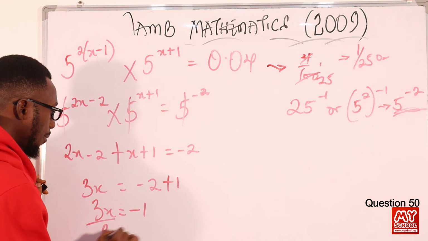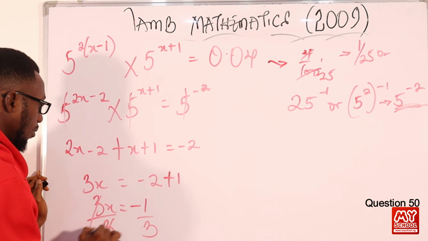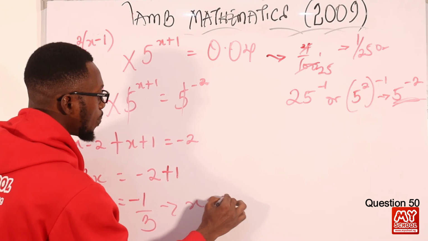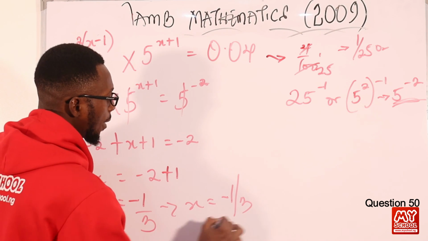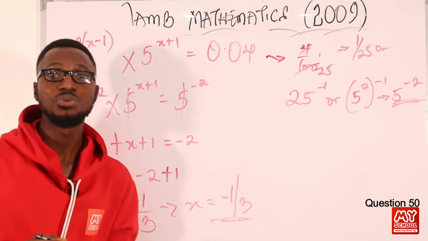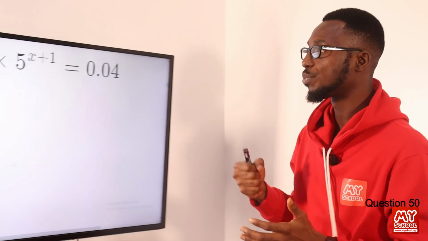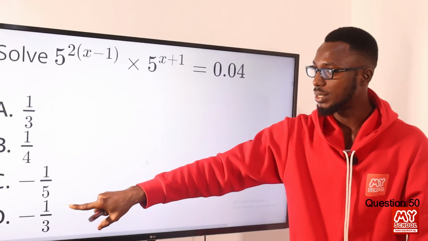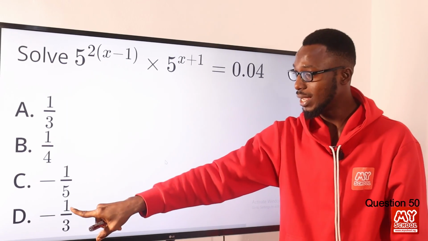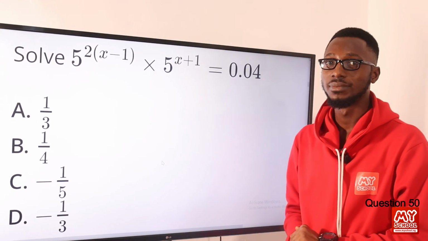Dividing both sides by 3. So basically I have x equals minus 1 over 3. So that's the solution to this problem. So let's go and secure minus 1 over 3 in the options provided. That is found in option D, not A. So option D is the valid option.